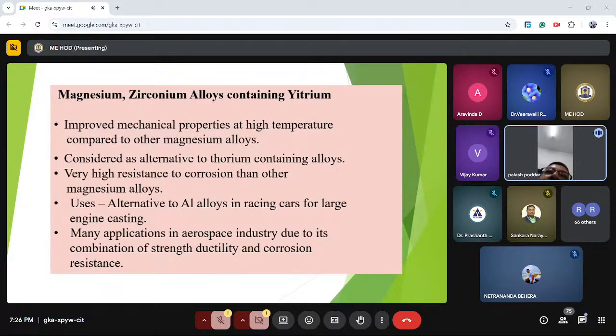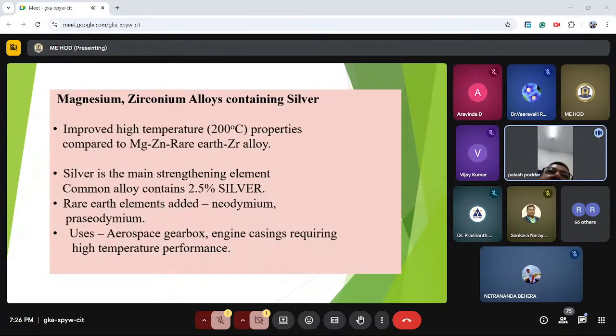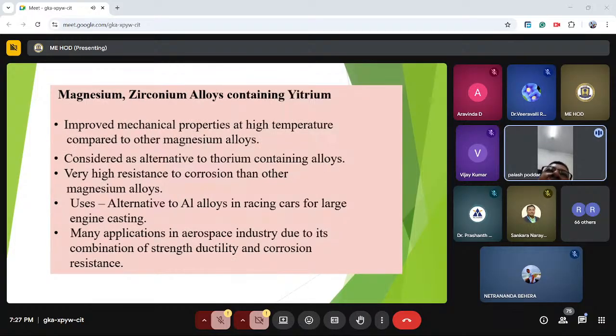Uses of aerospace gearbox and engine castings requiring high temperature performance. Magnesium-zirconium alloys containing yttrium have improved mechanical properties at high temperature compared to other magnesium alloys. They are considered an alternative to thorium-containing alloys and have very high resistance to corrosion compared to other magnesium alloys. This yttrium and zirconium is providing that facility for the magnesium alloys.